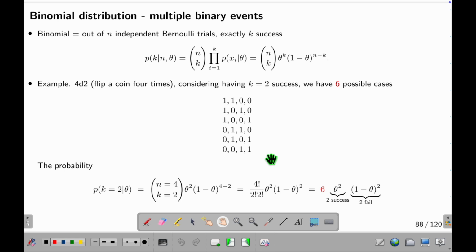What about the other cases? The other cases will be all fail or all success, or 3 fail, 1 success, or 3 success, 1 fail. I didn't draw all of them. Okay? Then here are all the 6 possible cases, 2 fail, 2 success. Then what is this? The probability of 2 success happening and 2 fail happening. And I have 6 of them, so I multiply by 6. What is this 6? 4 choose 2. 4 events, 2 success. So that's it. So it's the same thing as the combinatorics you have seen.